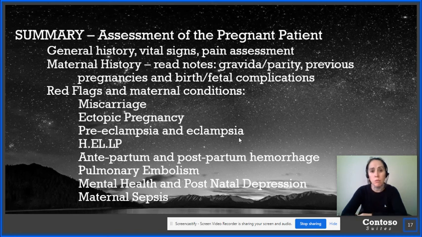Any type of bleeding, whether it is in the miscarriage period, whether it's in the antepartum period, or whether it's in the postpartum period, think about why the patient is bleeding. Think about those placental issues. Always checking for PE, whether it's during the pregnancy or post-pregnancy, up to 3 months. Check on the patient's mental health, thinking to yourself about postnatal depression, thinking to yourself about safeguarding with the baby involved. And then double check for any signs of maternal sepsis.